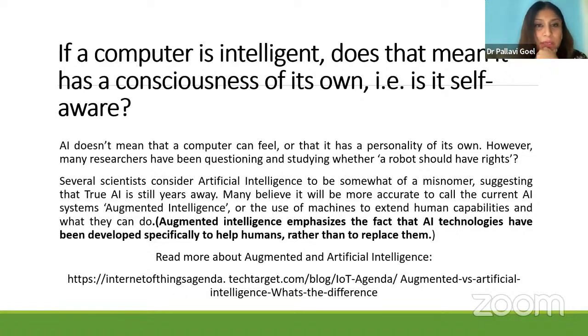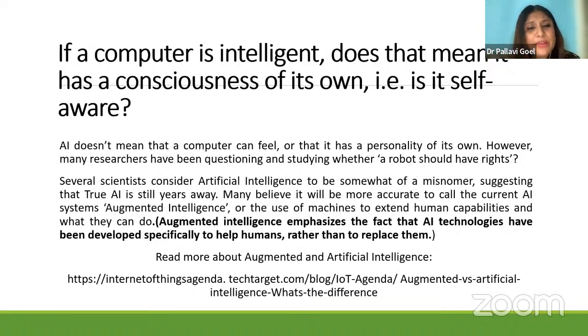Yeah. So if a computer is intelligent, does that mean it has a consciousness of its own? That is, is it self-aware? From the very first, whatever we feed the computer, that is the only information we are feeding and we are getting the response. AI doesn't mean that a computer can feel or that it has a personality of its own. It's a robot of us; we wanted this thing from the computer and the computer is responding in that manner. AI is a human-like robot that can behave like that.